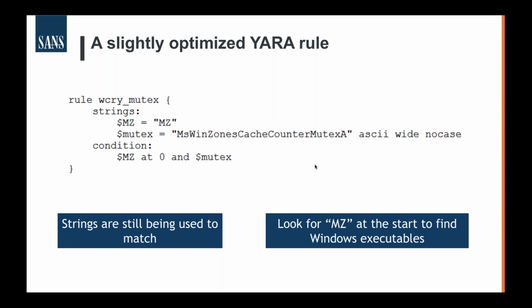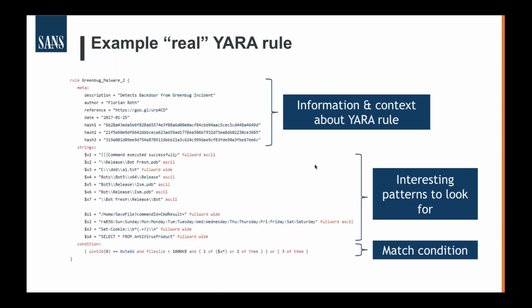We already notice here that we have a condition which is twofold, so we need the file to start with an MZ, and it needs to include of course the mutex that we already did. Now this is an example of a real YARA rule. We've taken the liberty here to take a YARA rule of probably one of the most active YARA rule developers out there. His name is Florian Roth. We'll discuss him a bit more in just a second, but here we can see a developed YARA rule, which is freely available online, publicly available.